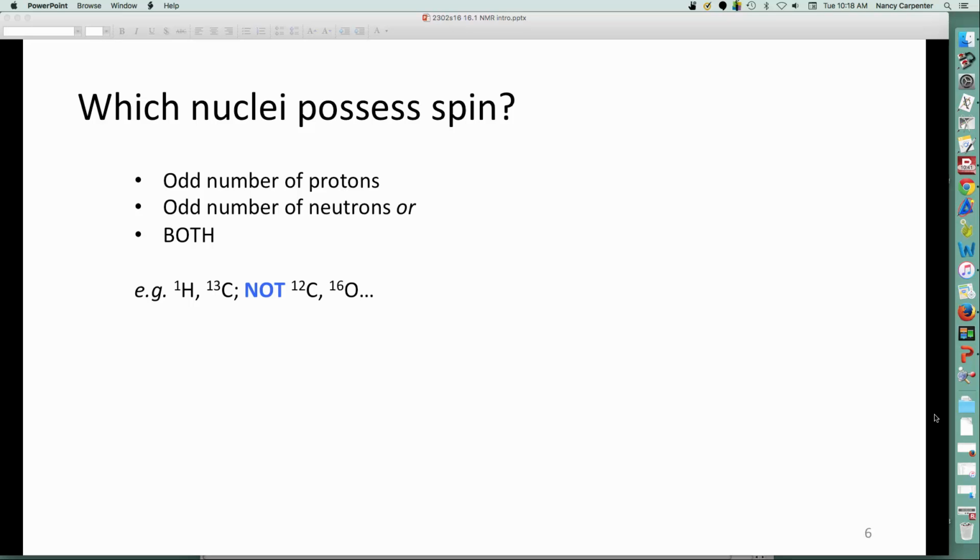Now, the good news, bad news is that not all nuclei show up in NMR. In order for a nucleus to be quote-unquote NMR active, it either has to have an odd number of protons, an odd number of neutrons, or both. So the good news is, especially for us organic chemists, proton and C13, yes, show up in the NMR. C12 does not show up. Oxygen 16 does not show up. So you may think, well, that's too bad, but actually it keeps things simple.